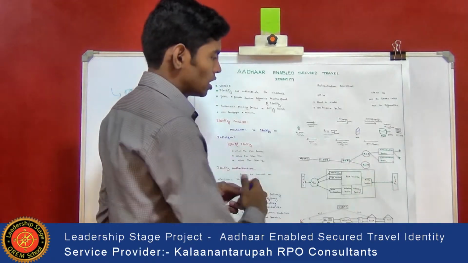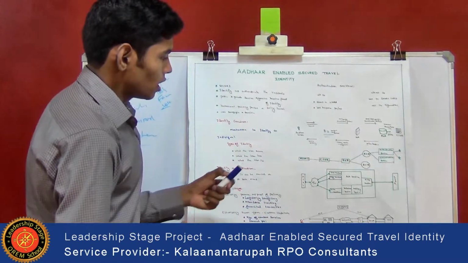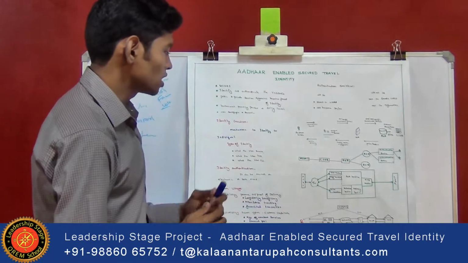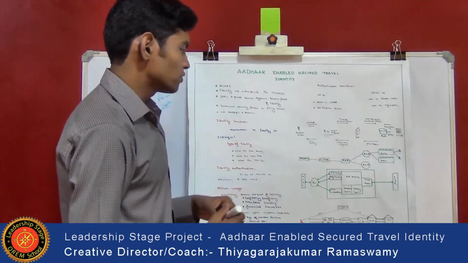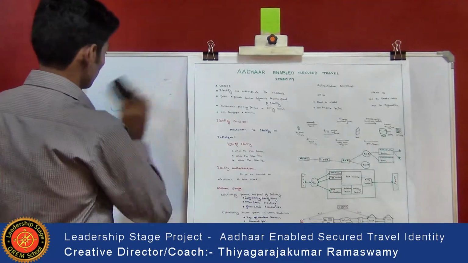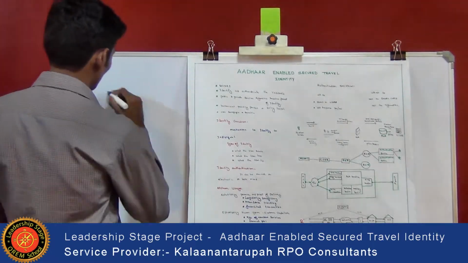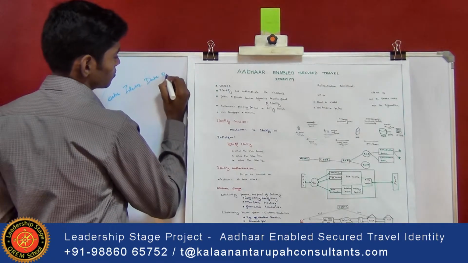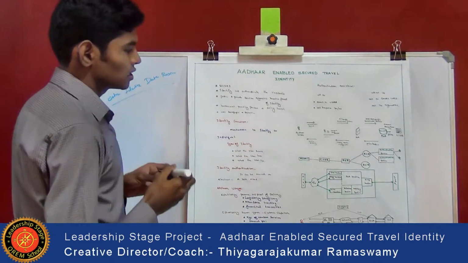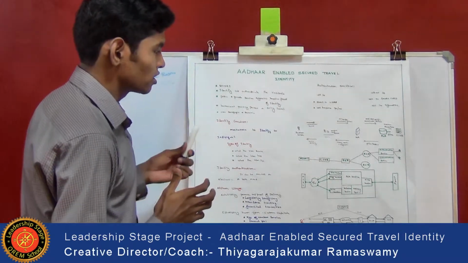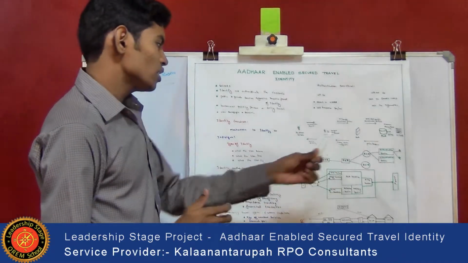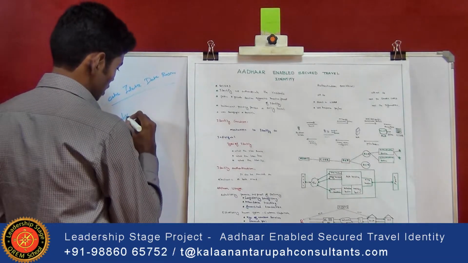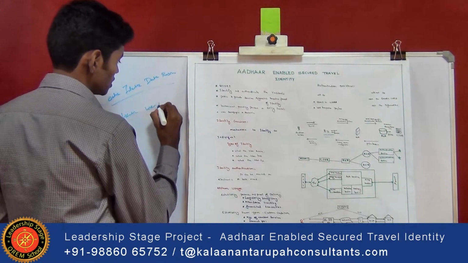This diagram shows the component structure of Aadhaar. CIDR is controlled by UIDAI, Unique Identification Authority of India. CIDR stands for Central Identity Data Repository. It will manage the service provider. Then AUA stands for Authentication User Agency.